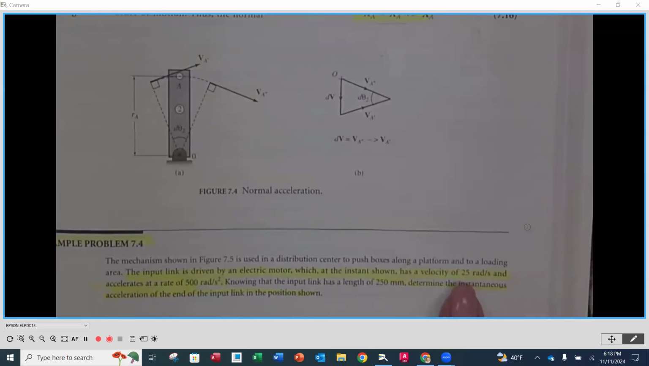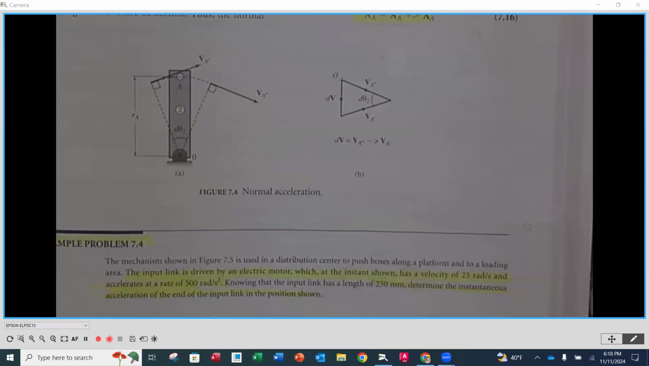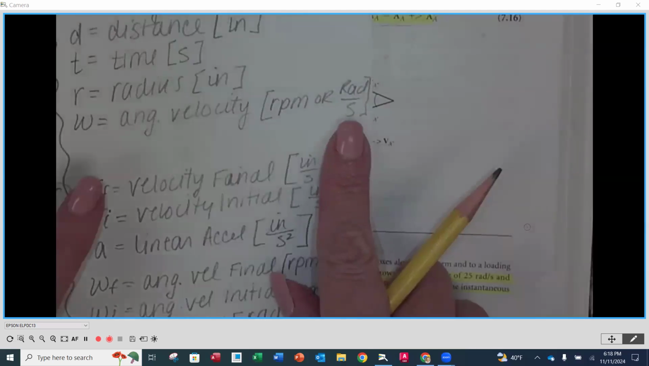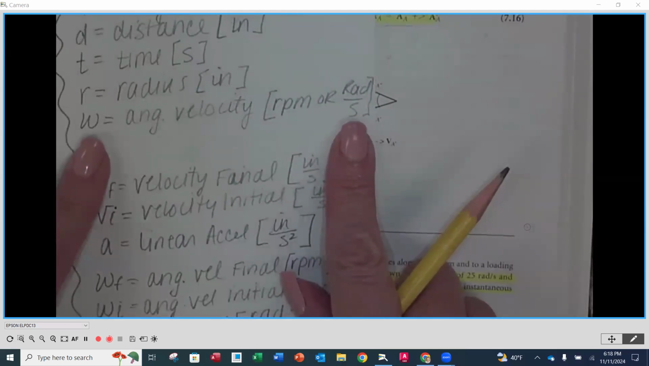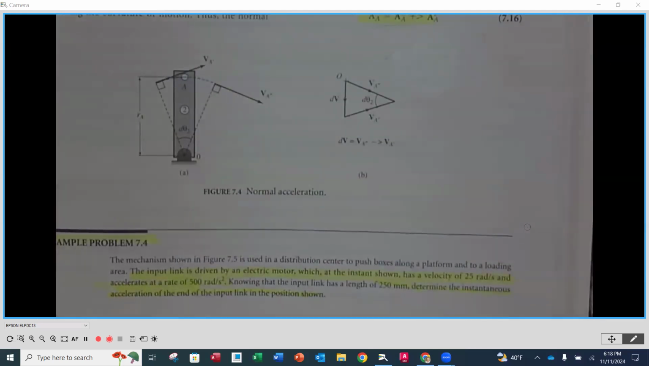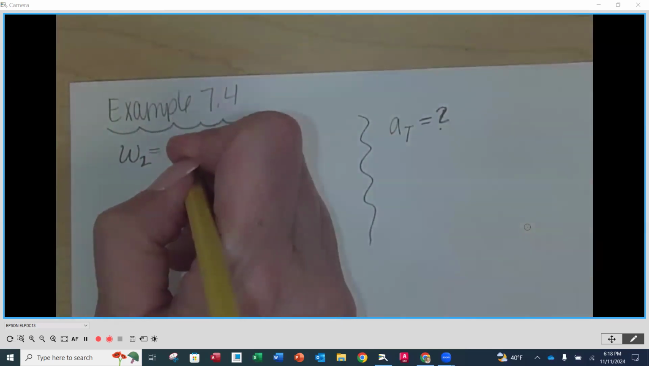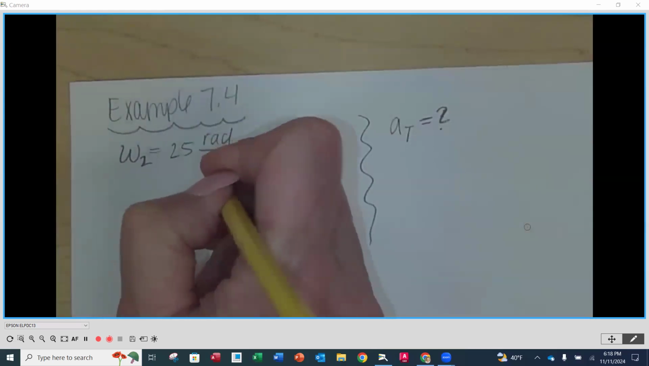If it was regular straight line velocity, this would be in inches per second, feet per second, or millimeters per second, okay? But it's not. It's in radians per second. So if we go back to our equation sheet, radians per second goes along with angular velocity. So we're given an angular velocity. At this instant in time, our W, the angular velocity of link number 2, is going to be 25 radians per second.